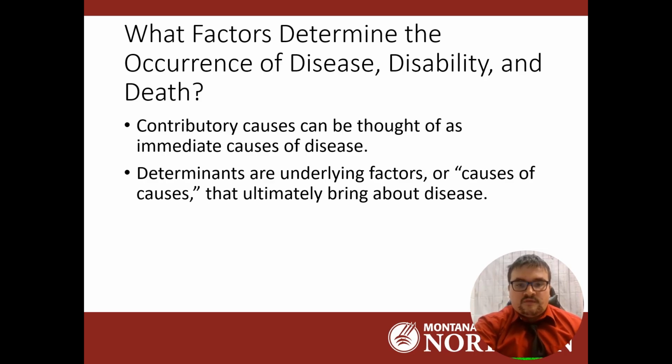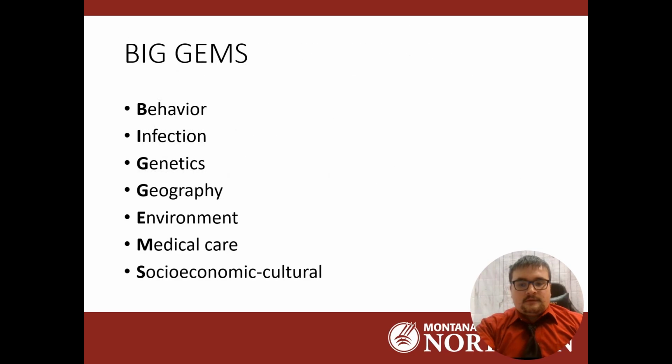There isn't a universally agreed upon list of disease determinants, but understanding them is essential in addressing the root causes of health issues and developing effective interventions. So for focusing on the determinants, a useful acronym is called Big GEMS. So starting off this acronym, for B, we have behavior.